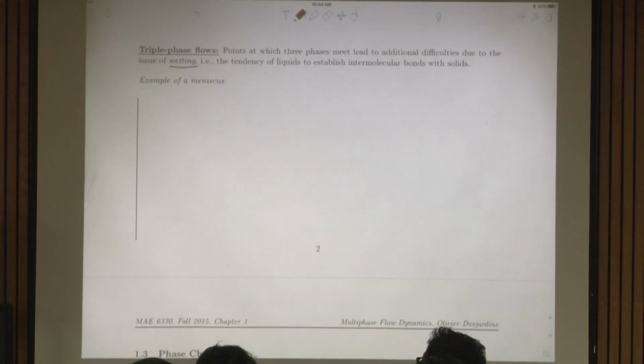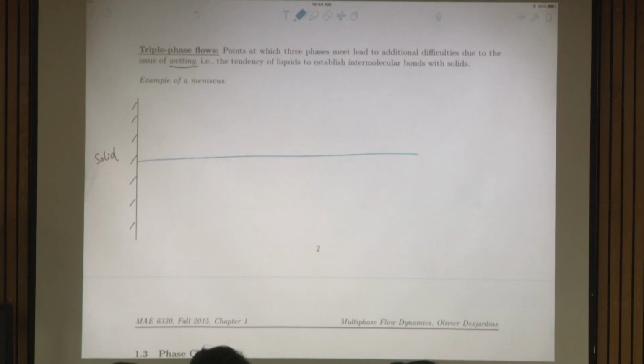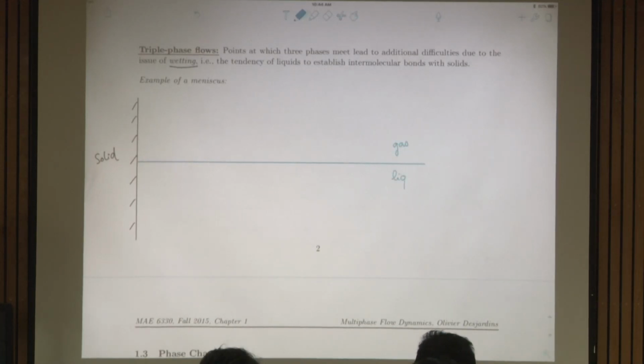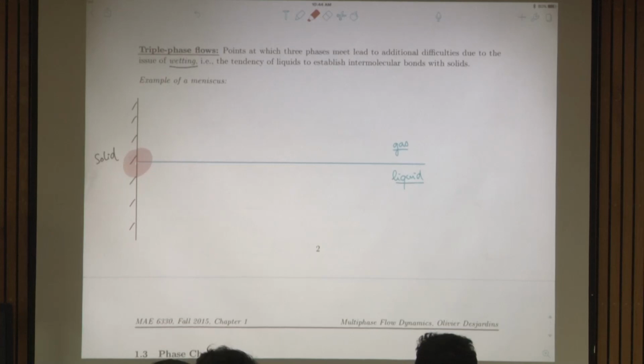So I just wanted to give a little example. You all know what a meniscus is. If I have a wall, so let's say a solid substrate, and allow me to put an interface here. There we go. We're going to put gas on top, and we're going to put liquid below. If I look at something like this, the issue is going to be what happens right here at that point.